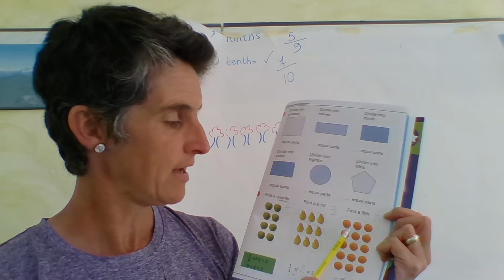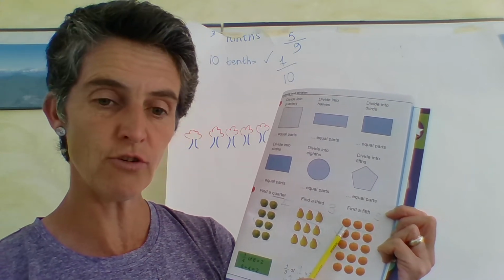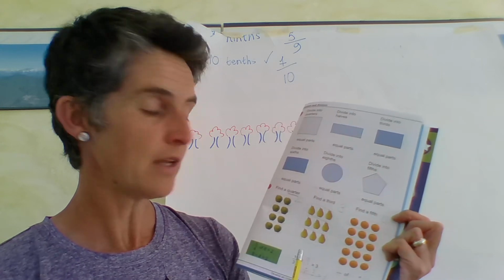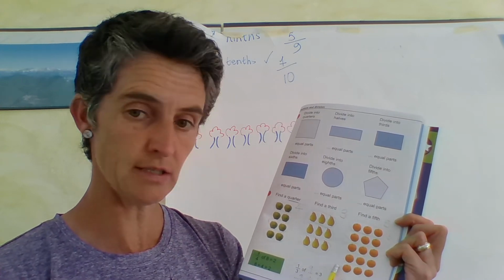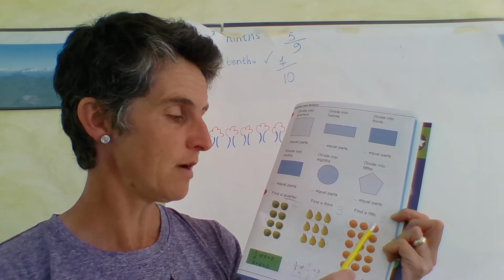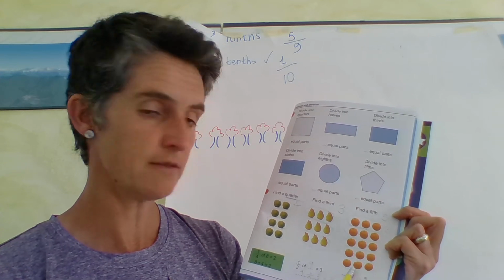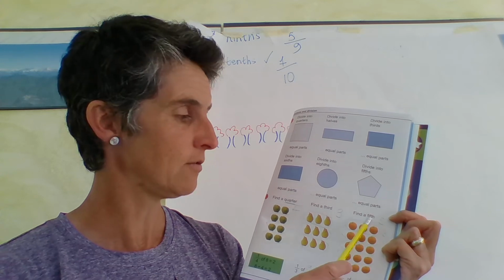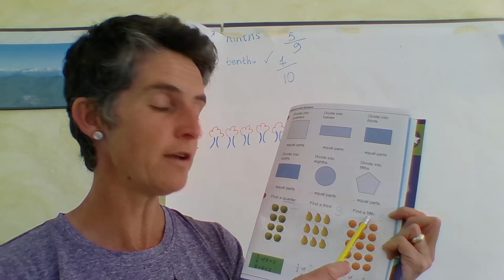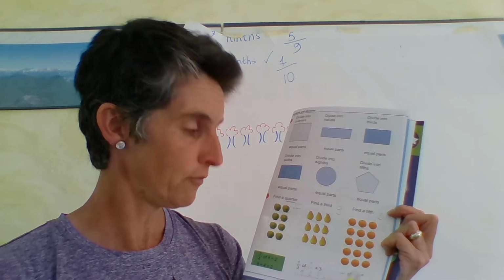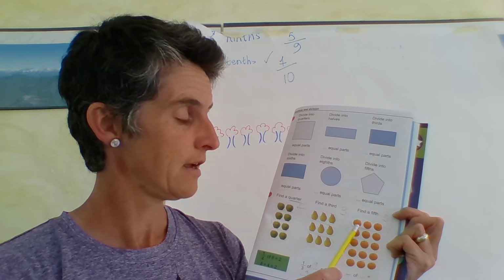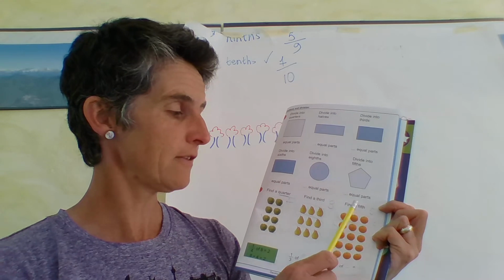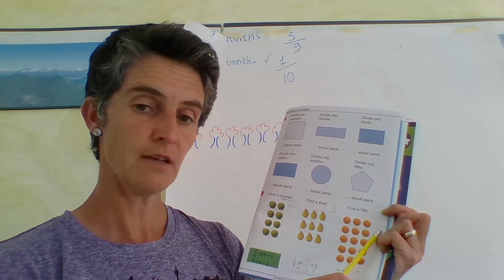Okay, now how many oranges have I got in each group? 1, 2, 3. 3. Okay, so I had 15 oranges. I've divided them up into 5 equal groups, and each group holds 3 oranges. So each of these groups is 1/5 of the quantity. And in this case, because we started off with 15, 1/5 of 15 gives us 3.